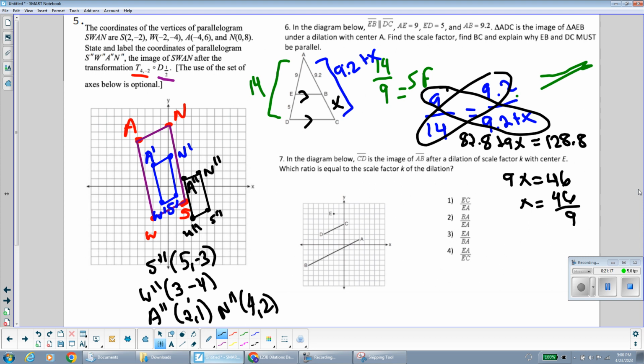So please pause the video. And the correct answer is answer choice 4. If you take the distance from the center of dilation to the image and divide it by the distance from the center of dilation to the pre-image, you should get the scale factor. That would be the same thing as if you took the length over here and divided it by the length here, you would get the scale factor. That wasn't an answer choice. I didn't have BA over DC. That wasn't an answer choice. So this is the next best answer choice. The distance from the center to the image over the distance from the center to the pre-image.